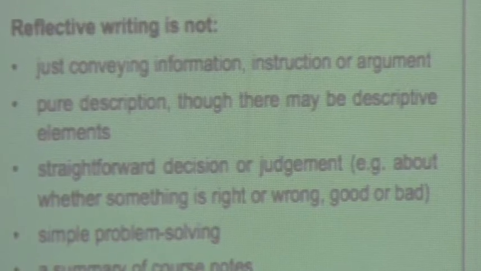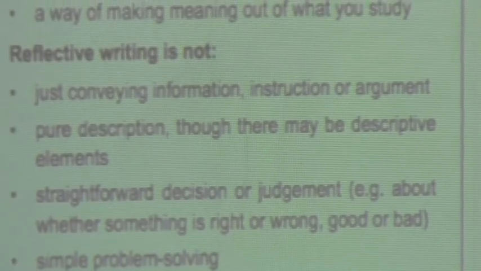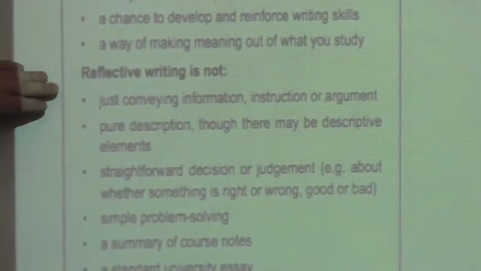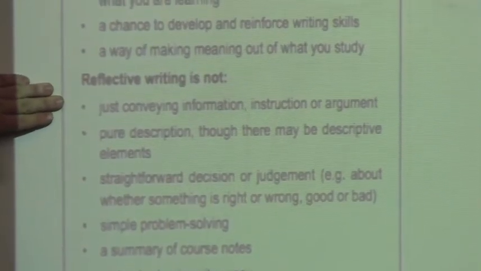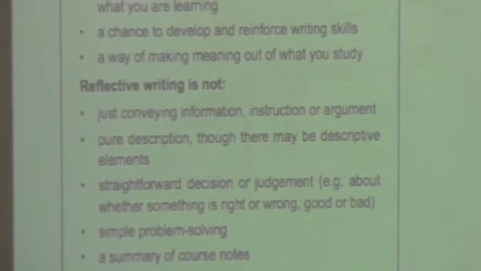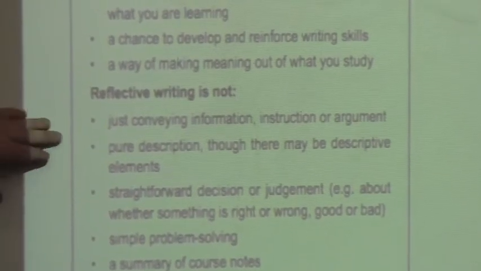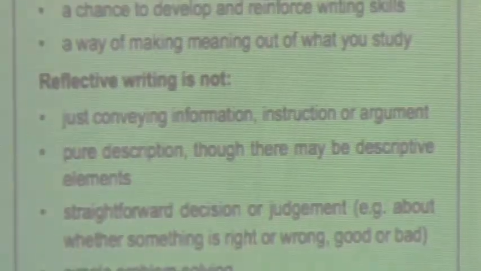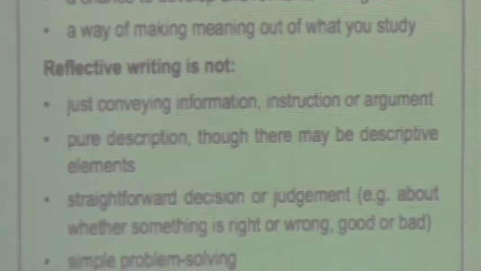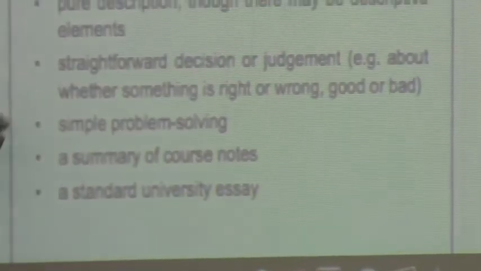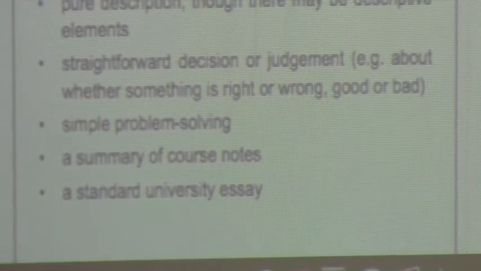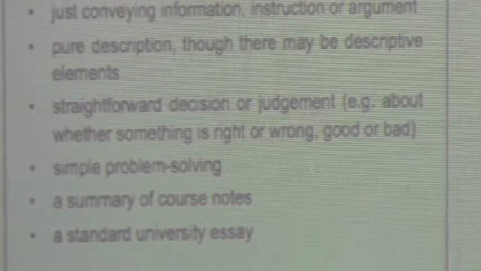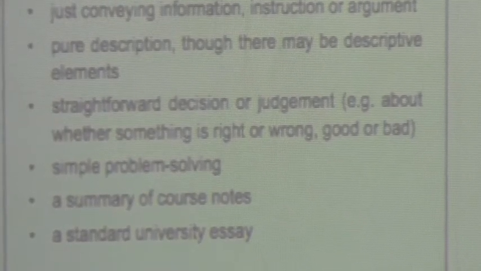Are you ready to get to the different part of your brain where we're focusing on what is not reflective writing? The different part says it is not just conveying information or an instruction or an argument. It's not just telling me what you know. It's not that. Reflective writing is not just description, although you might have some description in your writing, but it's not just that. It's not straightforward decision or judgment. So it's not saying this was bad or this was good. It's varying levels of what was good and what was bad. It's got to be a little bit of both.